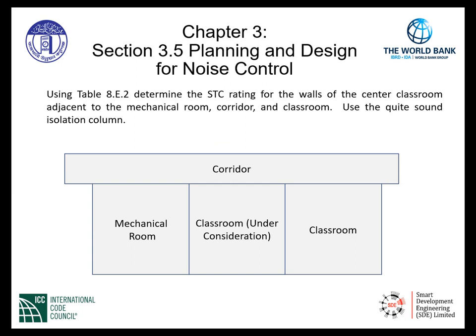Using table 8.E.2, determine the STC rating for the walls of the center classroom adjacent to the mechanical room, corridor, and classroom. Use the quiet sound isolation column for this particular design. In this example, let's assume we have a classroom located in a school, a mechanical room, classroom, and a corridor surround the classroom from the previous table. Let's determine the minimum STC rating for each wall.